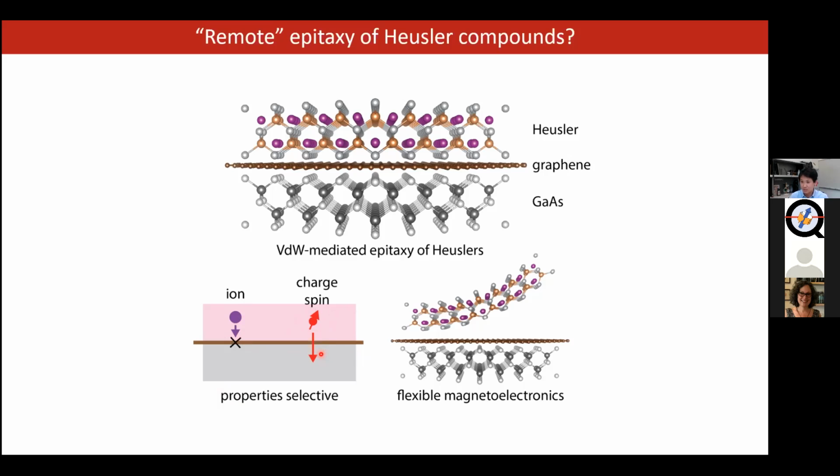So we think that this graphene-based approach might also be a solution to the long-standing challenges of stability and interface control across interfaces that are otherwise chemically incompatible.